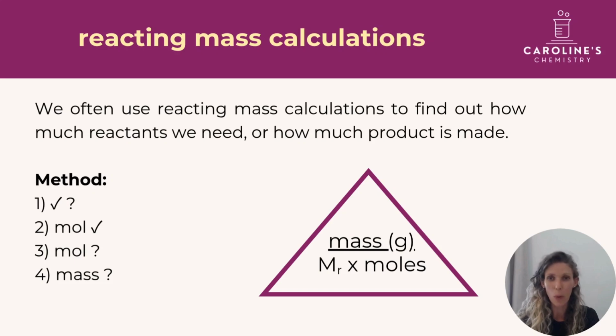Let's start off with why this is important. What is the point of a reacting mass calculation? Well, the idea is we use it to find out how much reactants we need or how much product is made. So if you're a chemist in industry, you might want to know how much of stuff to add in or how much you're going to get out. So that's the point of these calculations.